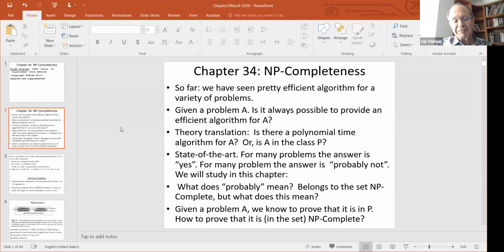So hold on. I'm just warming you up towards the content. Given a problem A, we know how to prove it's in P. We just give an algorithm. And the big topic here will be how to prove that it's in the class NP complete, or in the set of NP complete problems. And of course, we need to define that. And so there is a lot of work ahead of that.